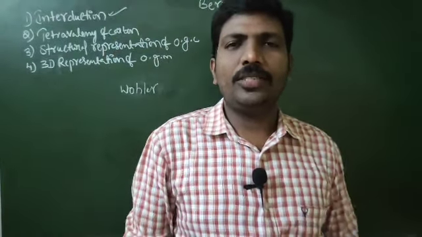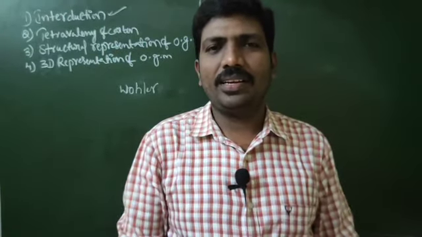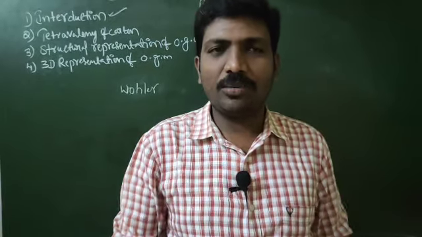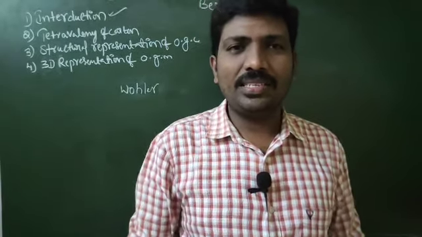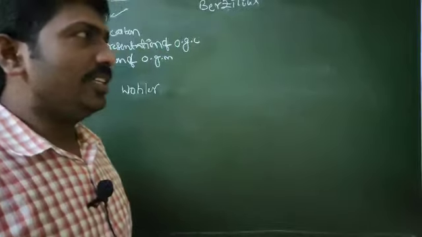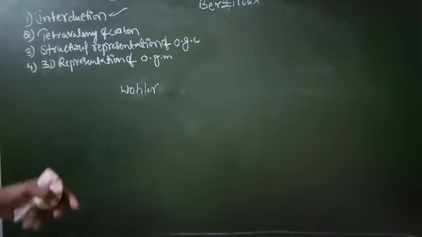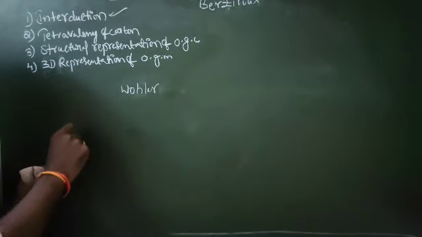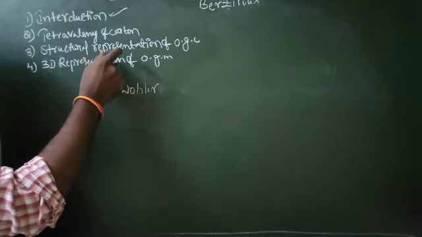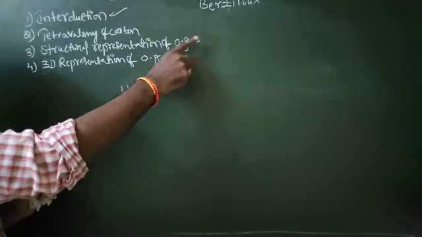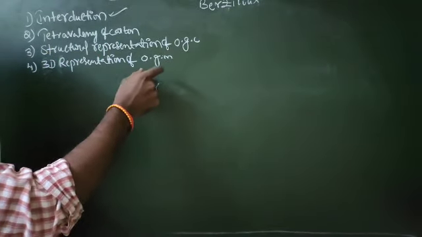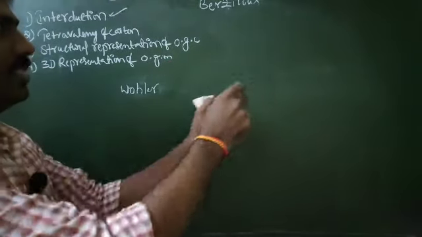Hi students, today we will discuss the 11th standard, 12th unit. The chapter name is Organic Chemistry, Some Basic Principles and Techniques. Here we first need to discuss the introduction, tetravalency of carbon and structural representation of organic compounds, and 3D representation of organic molecules. So we will discuss this.